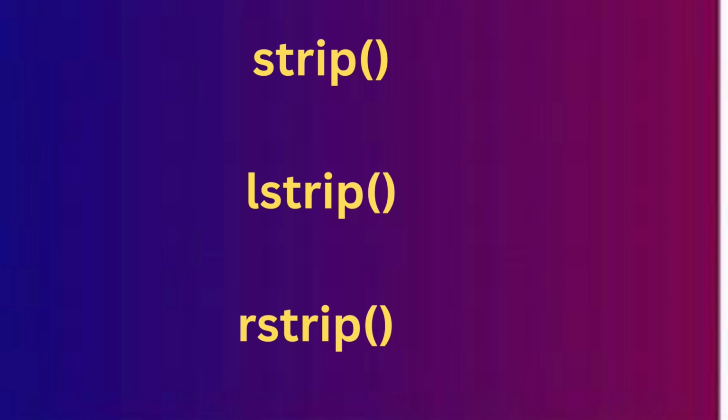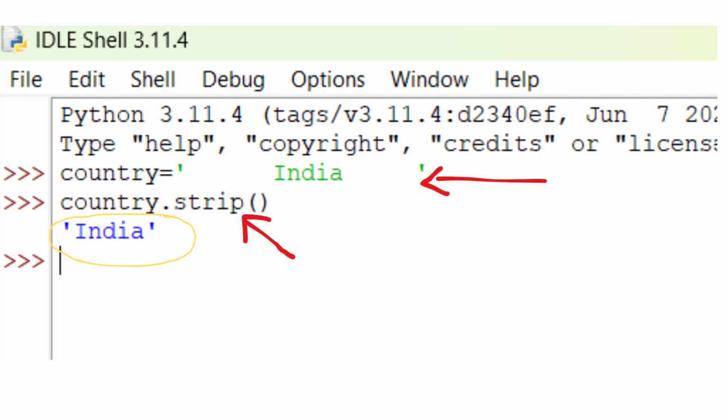So now we can see this using an example. Here, a variable country is referencing the value India, and I have given white spaces on the left as well as on the right. Now when I give the country.strip() method, the strip method removes the white spaces from the left as well as the right side, and we get the output India. You can clearly see there are no white spaces here.